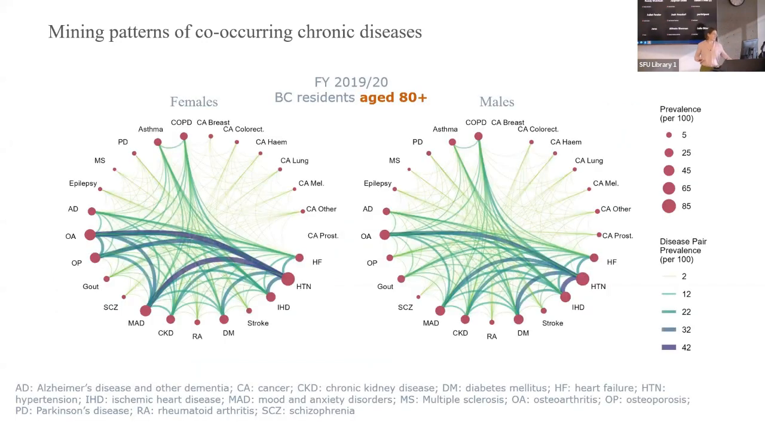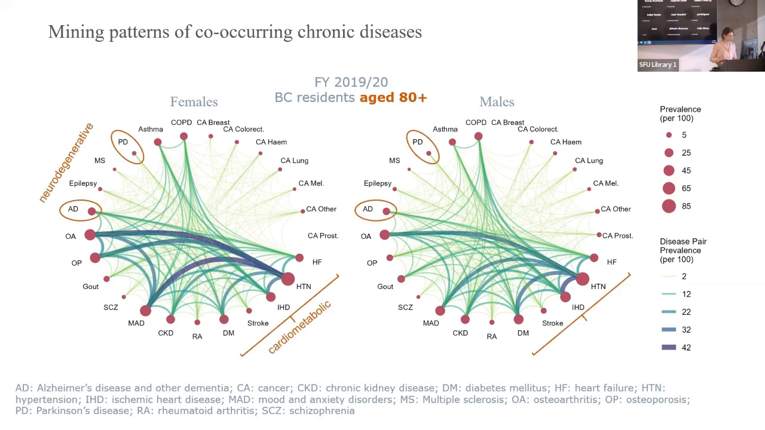So here are some disease networks from our oldest adults in the fiscal year 2019-2020. These are BC residents aged 80 and up. I have the plots split by sex here, with females on the left and males on the right. And what we see is a really complex network, a complex pattern of relationships between chronic diseases.